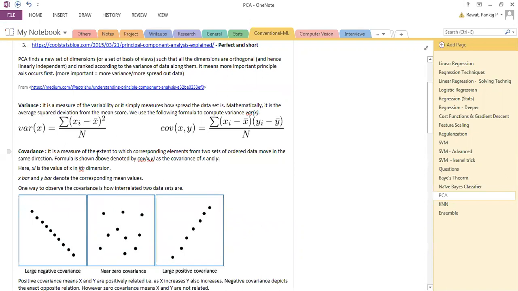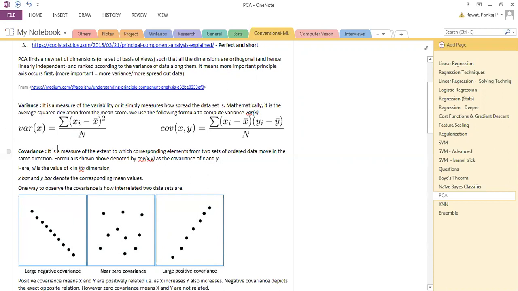So what does variance mean? Variance is just a calculation of the spread of your data. If your data is largely spread, the variance will be much larger. If your data is aggregated to a particular axis, the variance will be less. This is a formula which you can use to calculate the variance, and this is a formula which you can use to calculate the covariance. The formula for variance is the sum of xi minus x bar whole squared, divided by n.